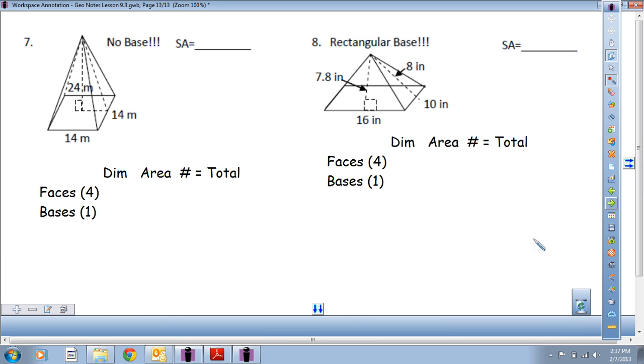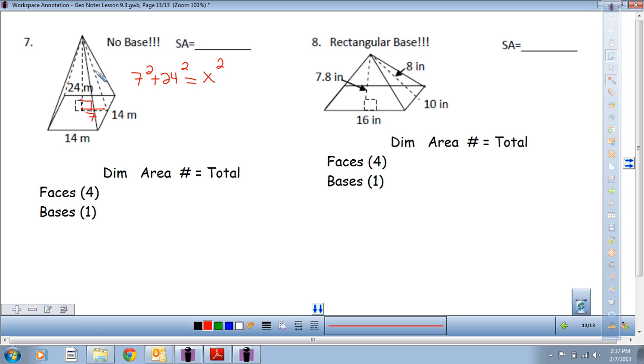All right. Now the only change on number 7, again, we have to do that calculation of 7 squared plus 24 squared, because we need the slant height. We need that slant height, so we'd have to do the Pythagorean theorem real quick. And then the other thing that we have on number 7 is no base. Now this one's actually easier because I don't have to worry about this last column.